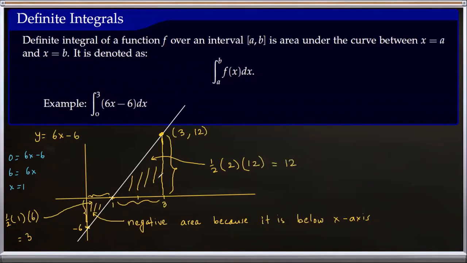Right? So like we said earlier, this area 12 will be positive, and area 3 will be negative. So we do 12 minus 3, which is 9. So therefore, the value of the integral is 9.